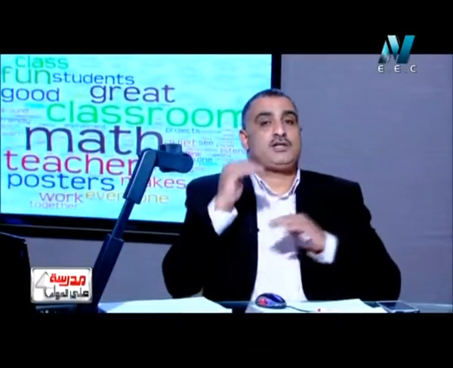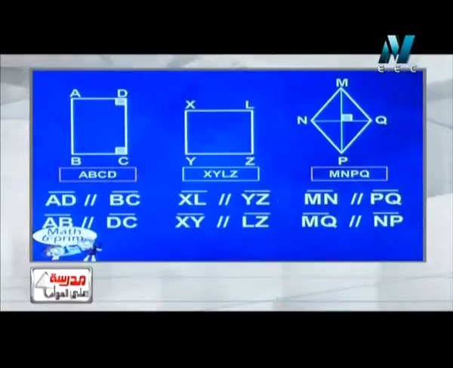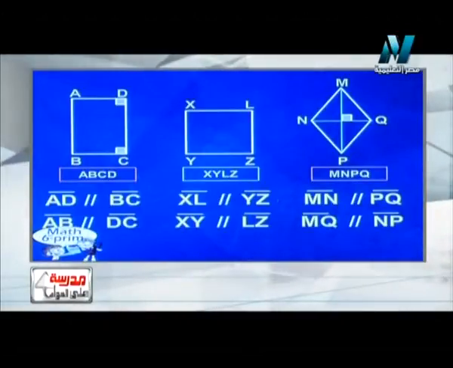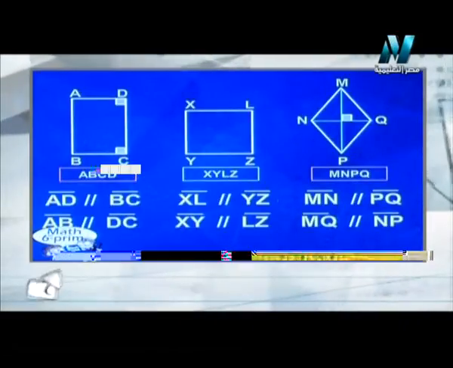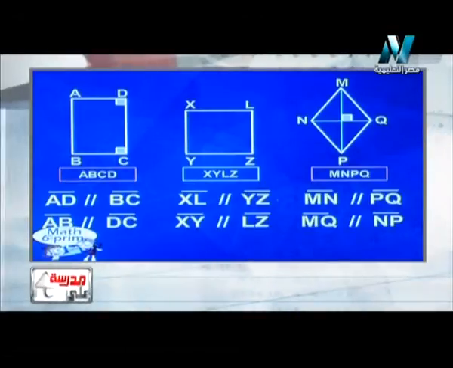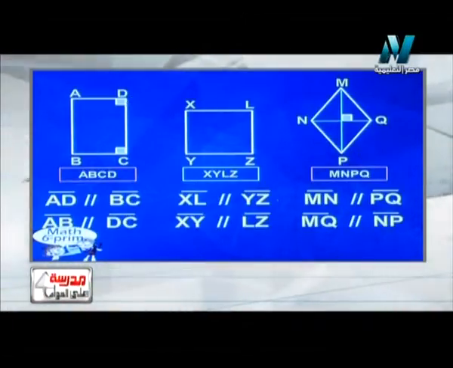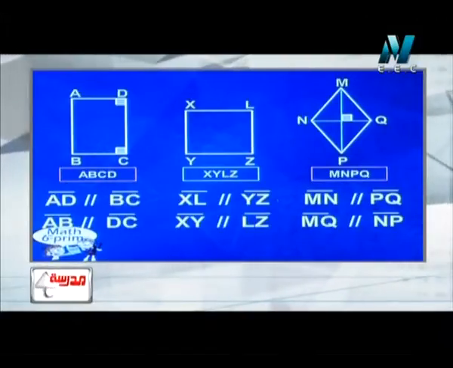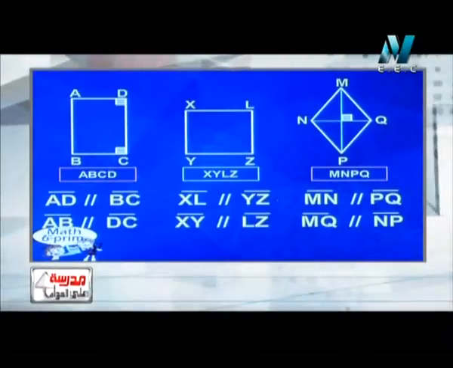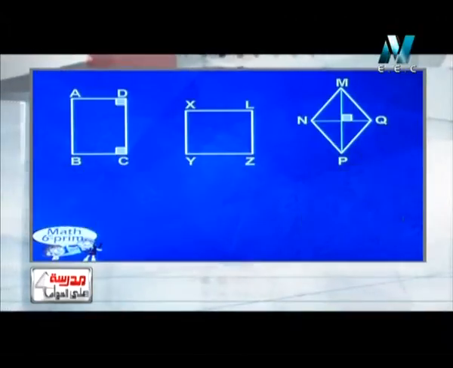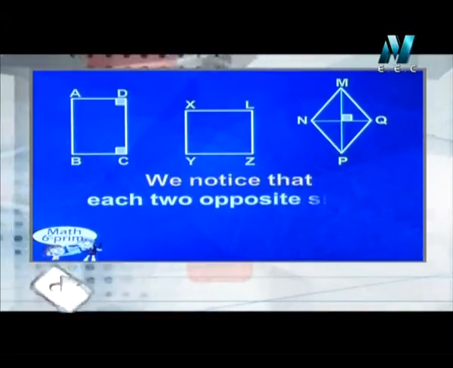When we study the first figure, we get each two opposite sides of a rectangle are parallel. And by the same way, when we study the square, each two opposite sides are parallel. Finally, when we study the rhombus, each two opposite sides are parallel. And we know the parallelogram, yes, each two opposite sides are parallel. What is the relation between them? Yes, let's know what we know.